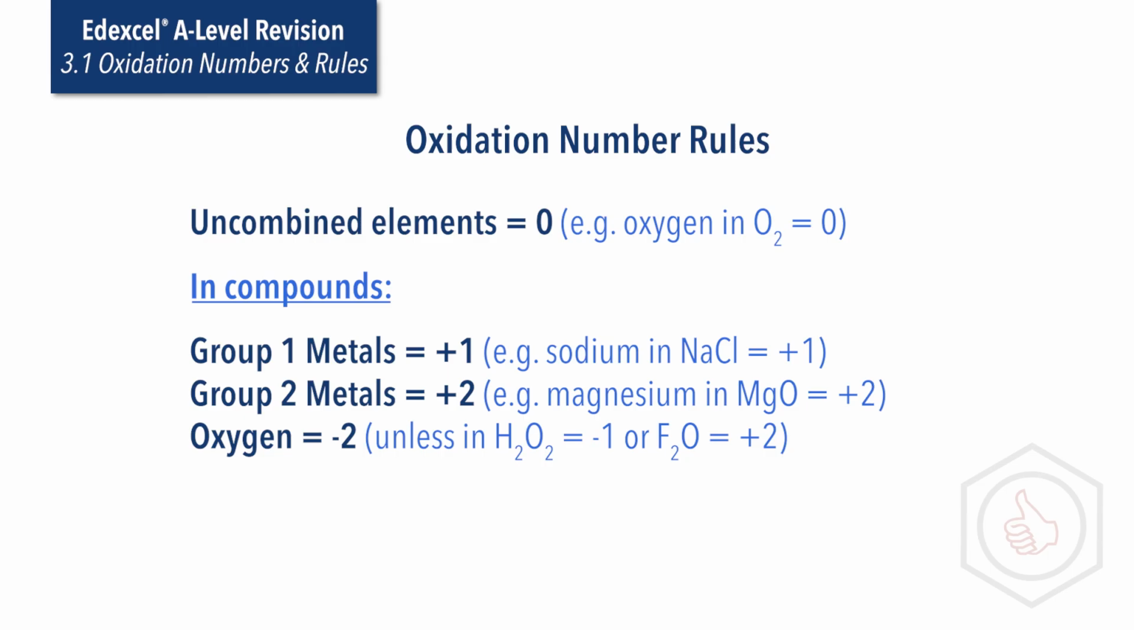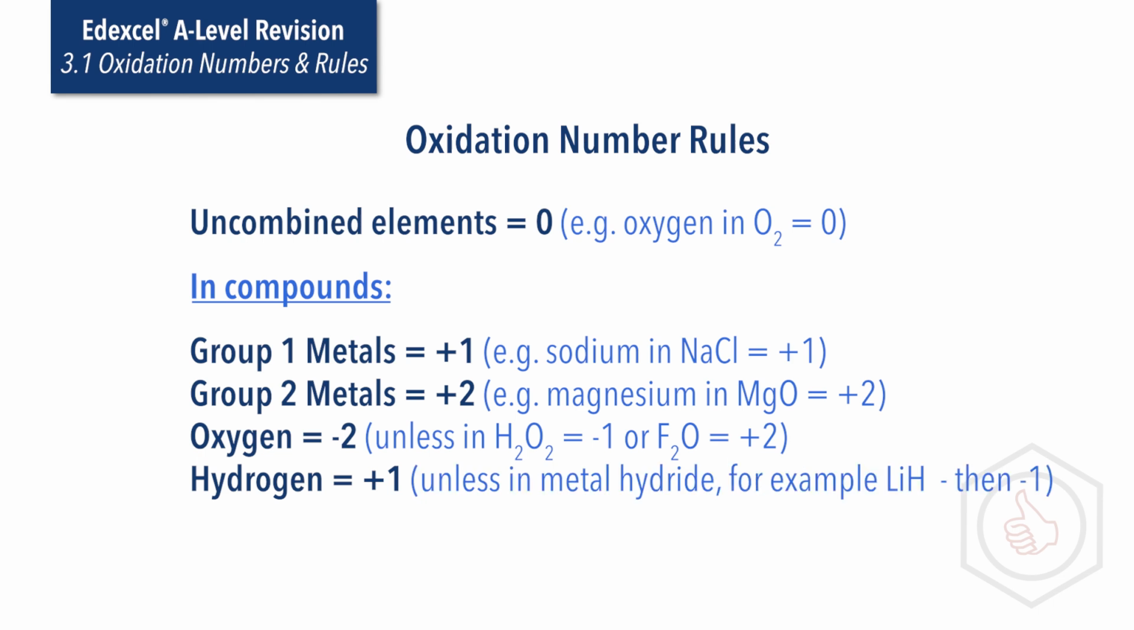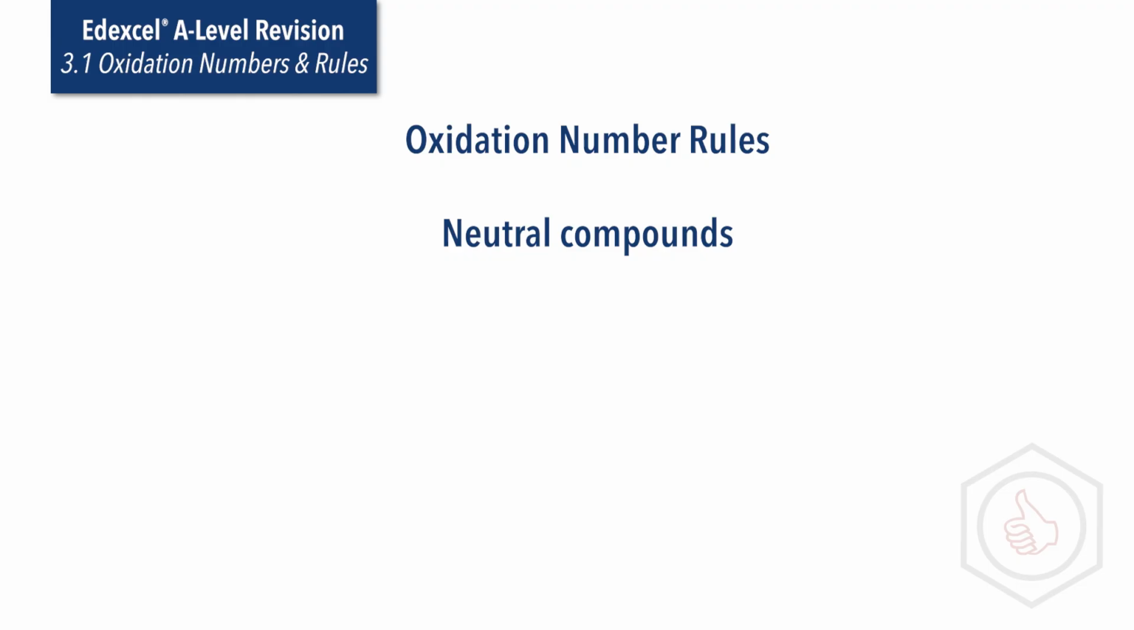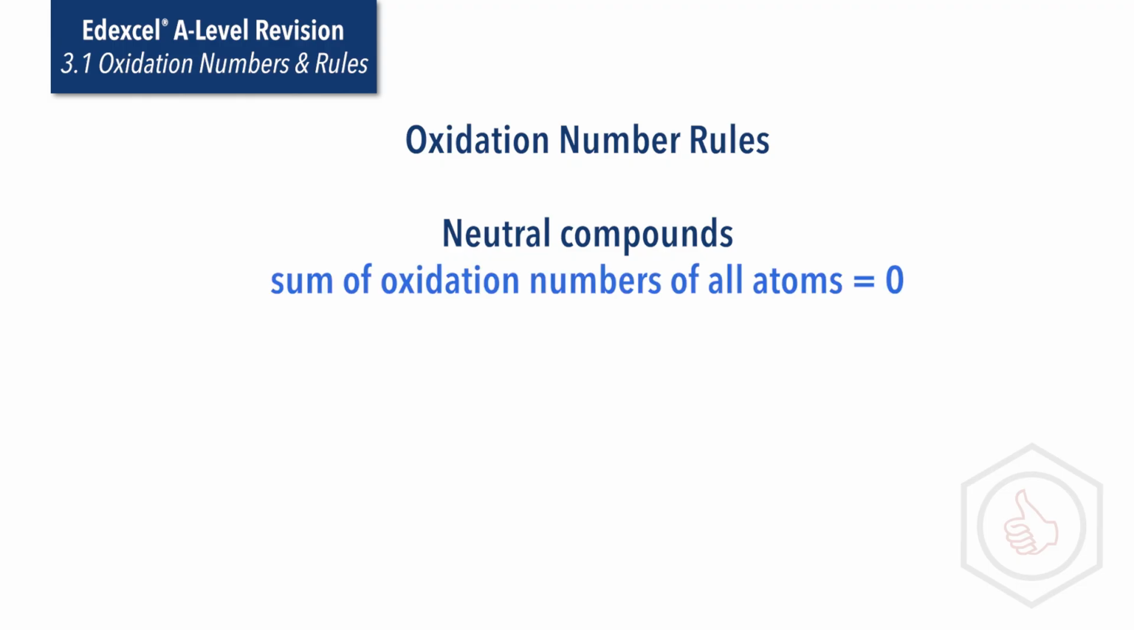Hydrogen always has an oxidation number of +1, except when it's in a metal hydride, for example, lithium hydride. Then the metal has the oxidation state of +1, and hydrogen is left with a negative oxidation state of -1. In a neutral compound, the sum of oxidation states will be 0. In polyatomic ions, the sum of oxidation states will equal the charge of the ion.